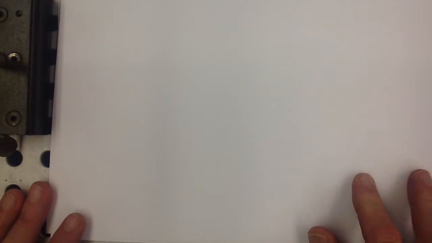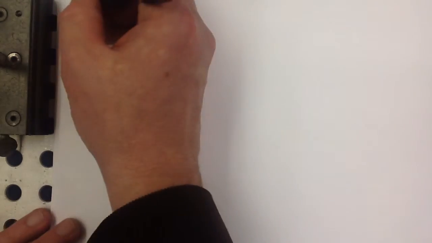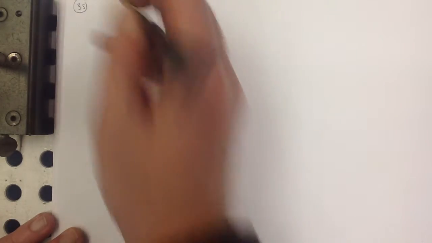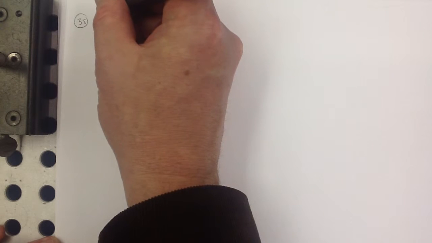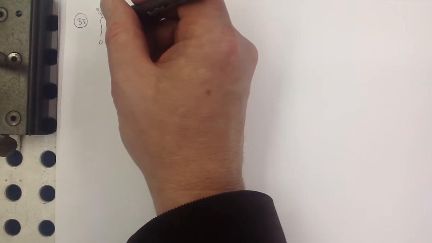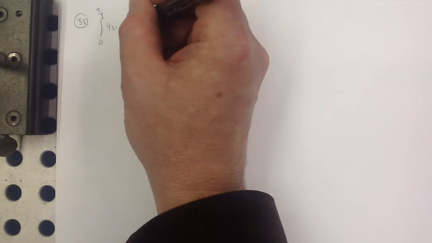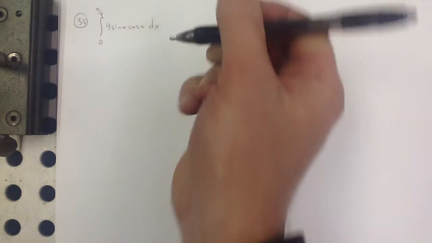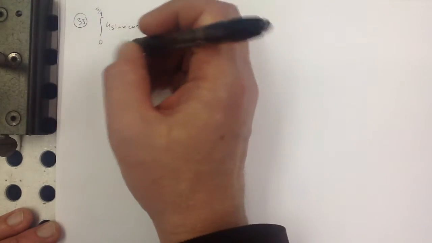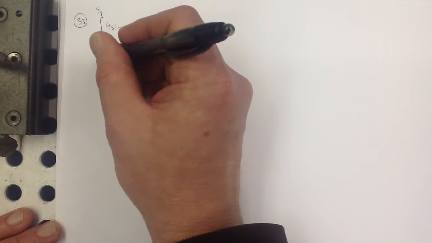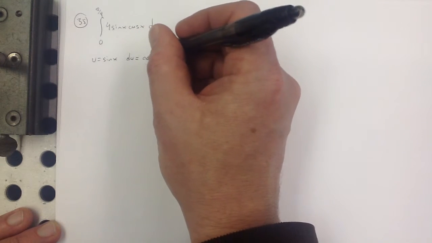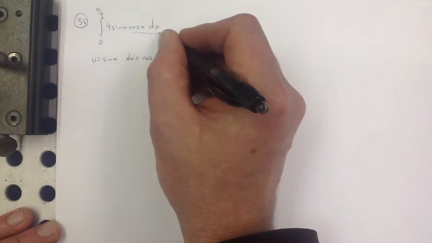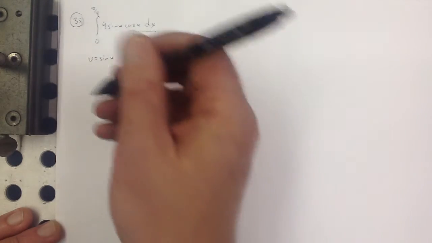All right, 33 done. 3 more. 35. We have 0 to pi over 4 of 4 sine x cosine x. There are actually 2 different ways you can do this one. You could make u equal to sine x or cosine x because they are the derivatives of each other, but for a negative sign. So if I let u equal sine x, du would be equal to cosine x dx, which I have. I don't really need that 4, so I'm just going to move that to the outside.